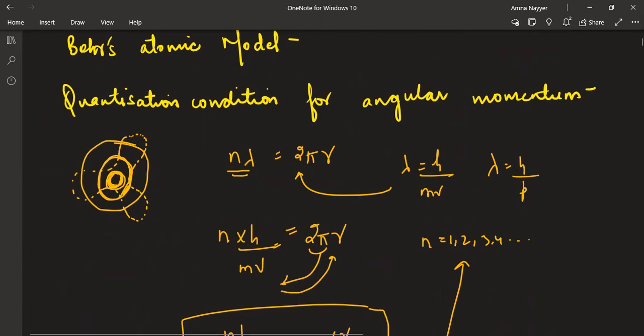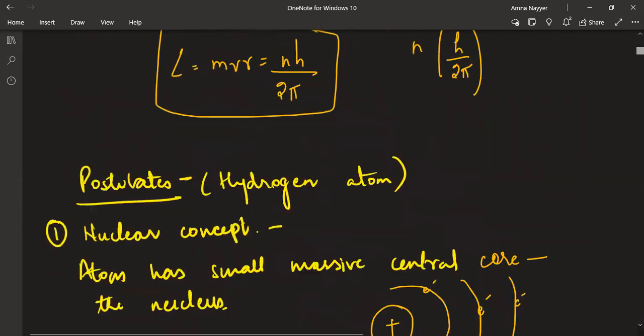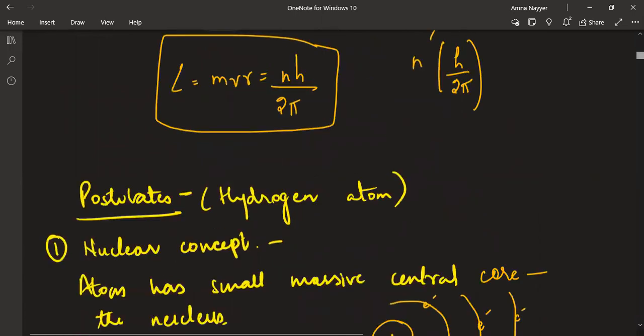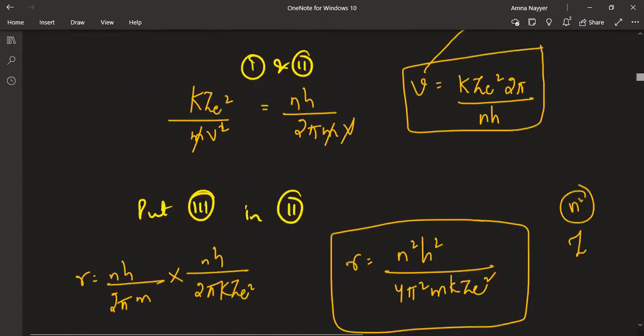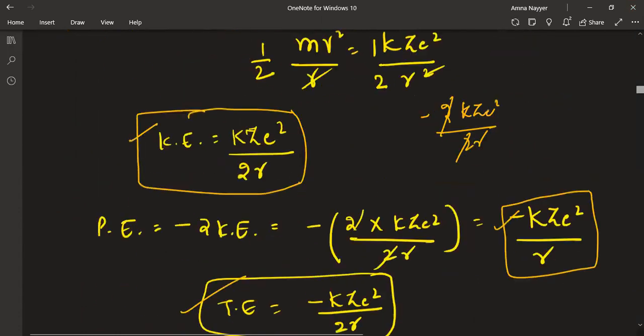Okay, now coming to Bohr's atomic model. From Bohr's atomic model, all the postulates are important. Postulates can directly be asked to you. This L is equal to mvr, which is nh by 2 pi, that is important. Then from here, you have the velocity and radius. This radius formula also is used often.